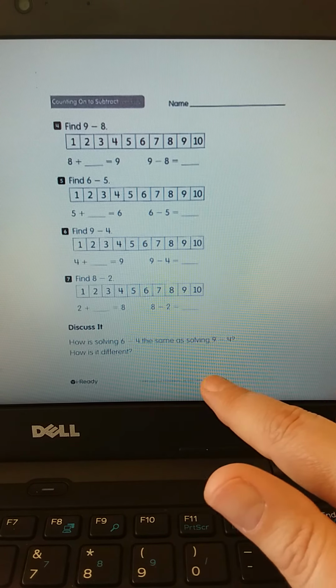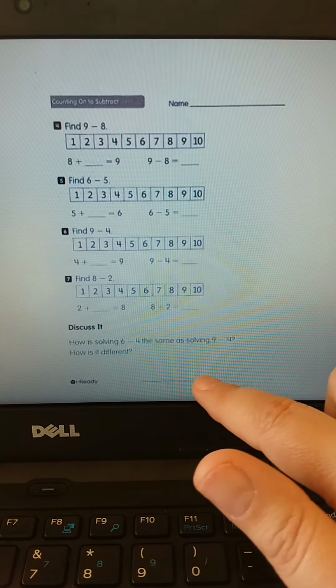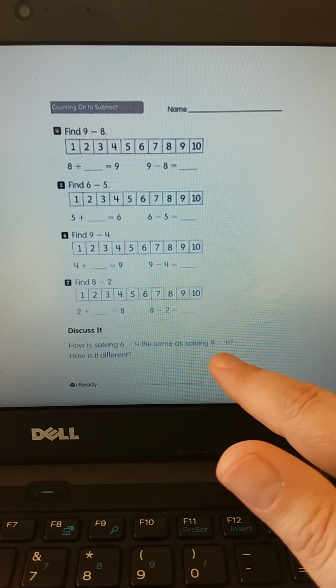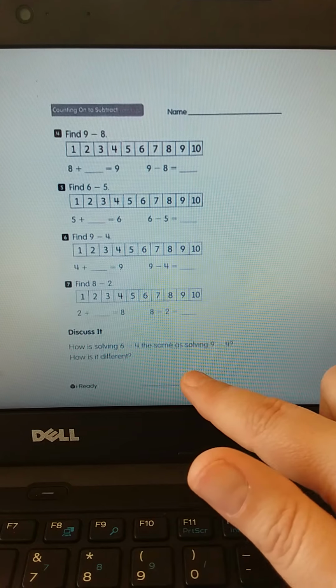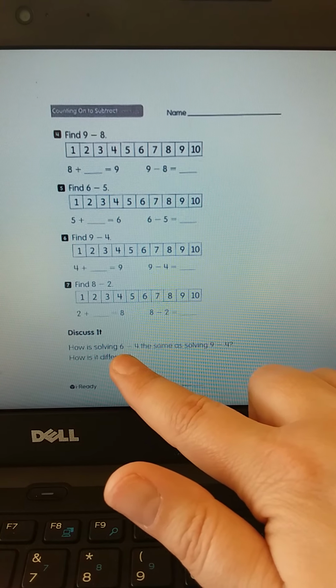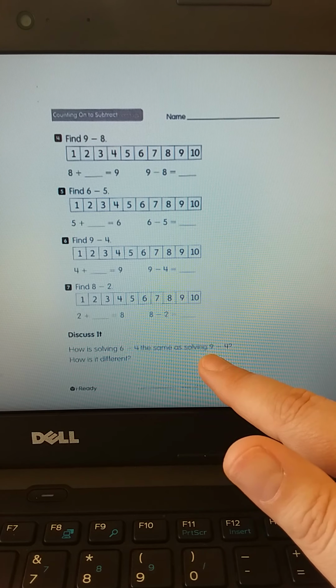So both equations are taking away what? They're both taking away 4. Okay, so that's how they're the same, but they're different because they each have a different what? Whole. That's right. The whole here is 6, whereas the whole here is 9.